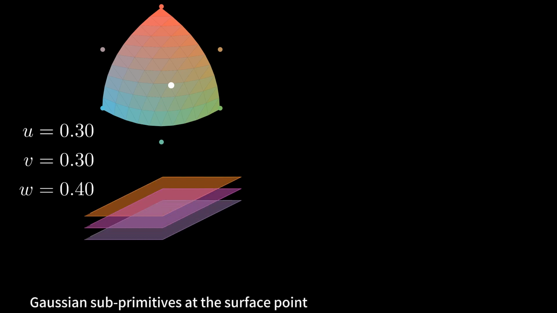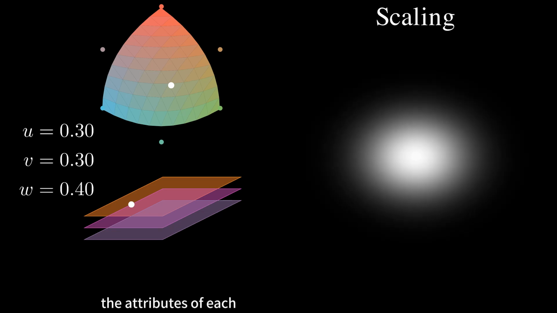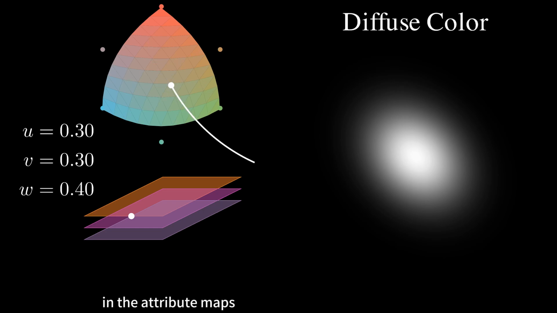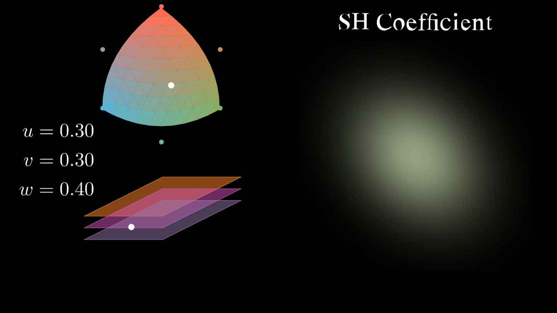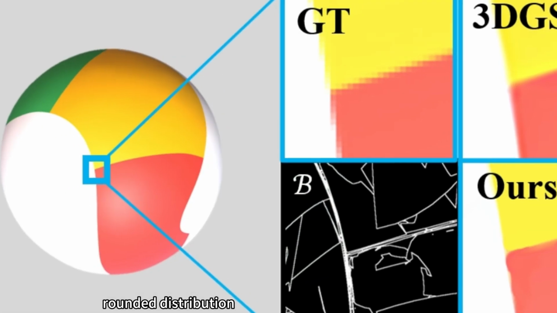During rendering, we generate Gaussian subprimitives at the surface point corresponding to each pixel to model the object's appearance. The attributes of each Gaussian subprimitive are interpolated from its coordinates in the attribute maps or the Bézier color space. The Gaussian subprimitive features a soft, rounded distribution, which leads to blurry edges during rendering.